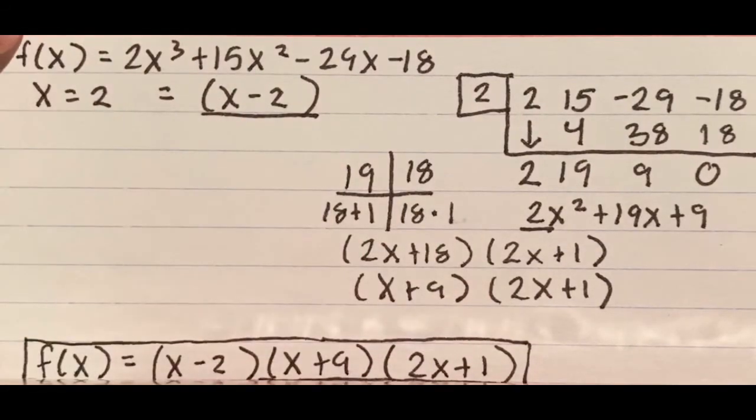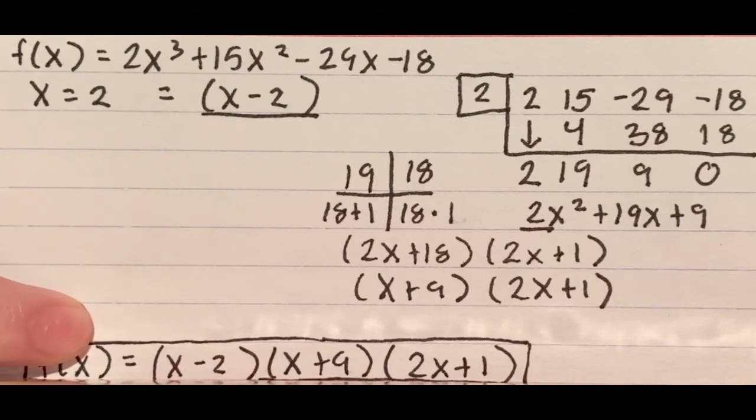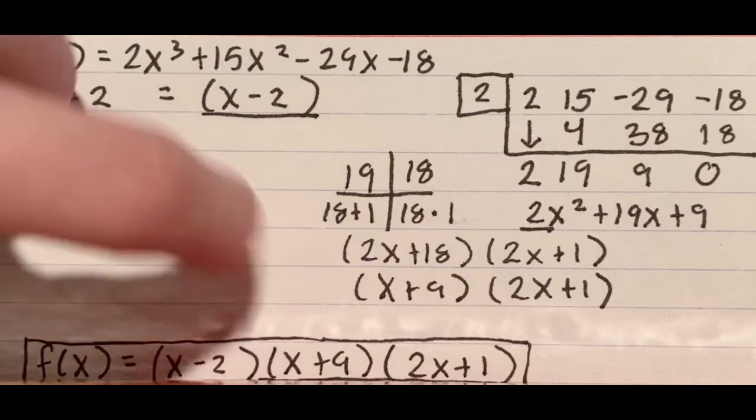Our starting function is cubed, which means it's going to have 3 factors, and we have found all 3 factors, which means we can go ahead and write the original function in factored form. So our final function in factored form is going to be f of x equals x minus 2 times x plus 9 times 2x plus 1.